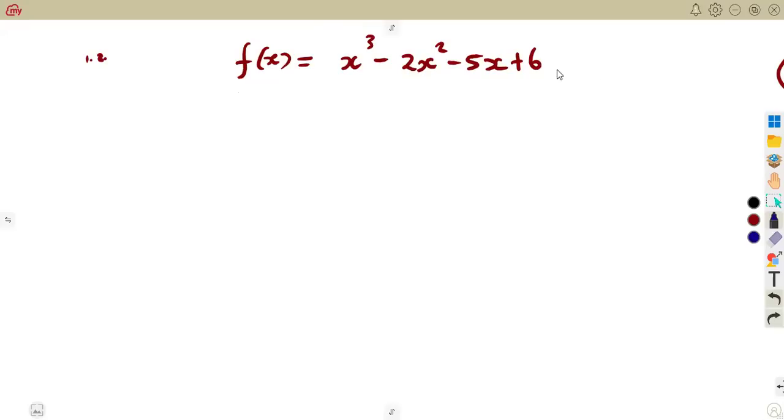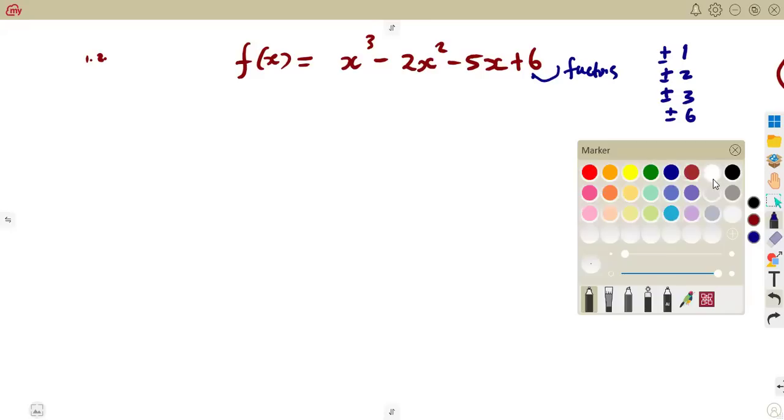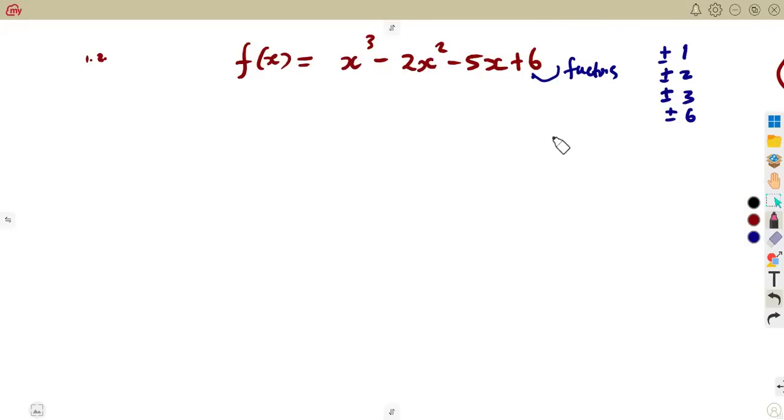When we substitute a certain number, how do we find the numbers? Just work with what? 6. What are the factors of 6? Factors of 6: we've got plus or minus 1, plus or minus 2, plus or minus 3, plus or minus 6. These are the factors of 6. So if you actually have time to work out this type of equation, you try your values, guys, each and every one.